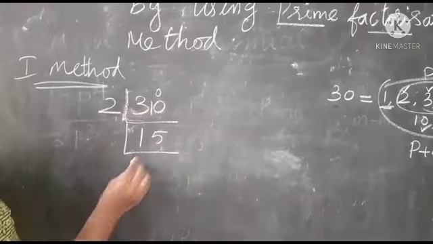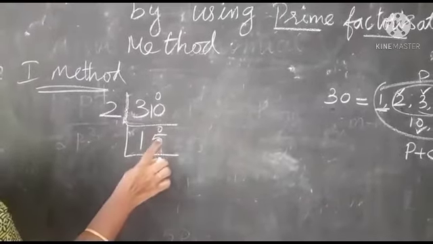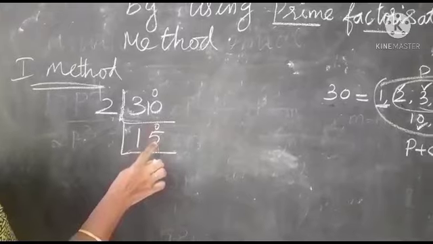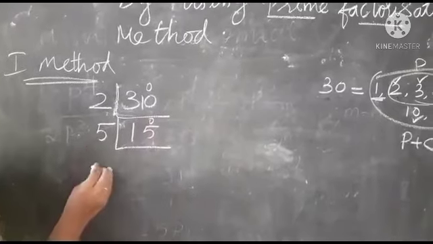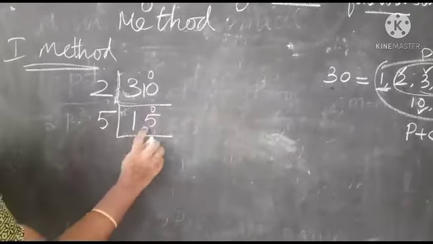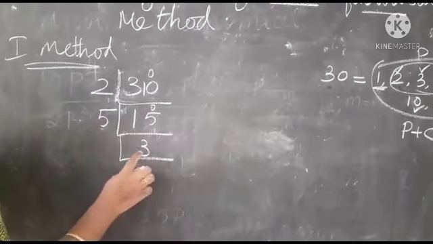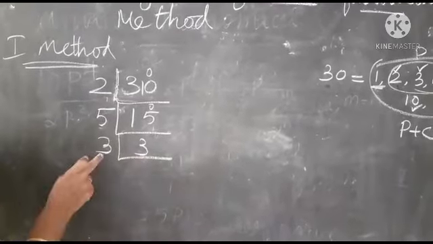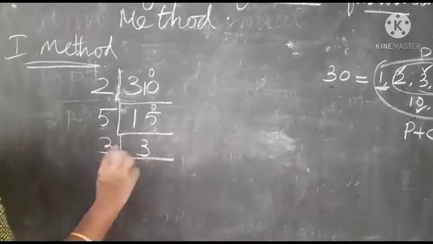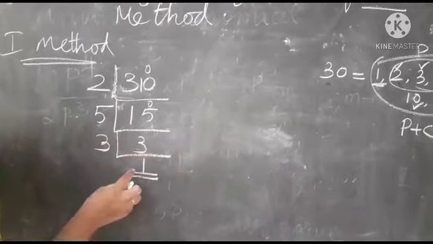And then next process. Again see the ones place number. It is a 5. The ones place number will be 5. You take the 5 table, and then how many 5s are in 15? 3. 3 5s are 15. After that 3 will be divided by 3 only. So you write the factor as 3. And then how many 3s are in 3? 1 3s are 3. Start this process.